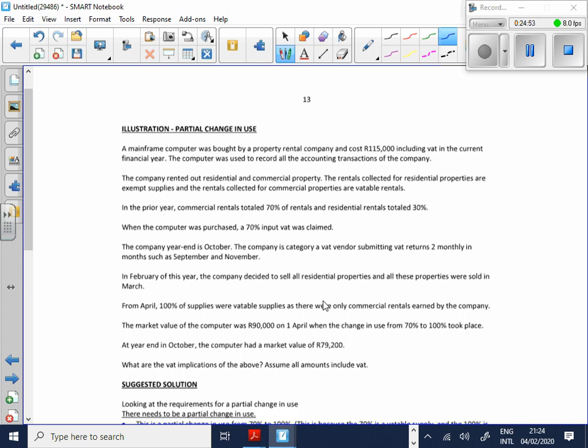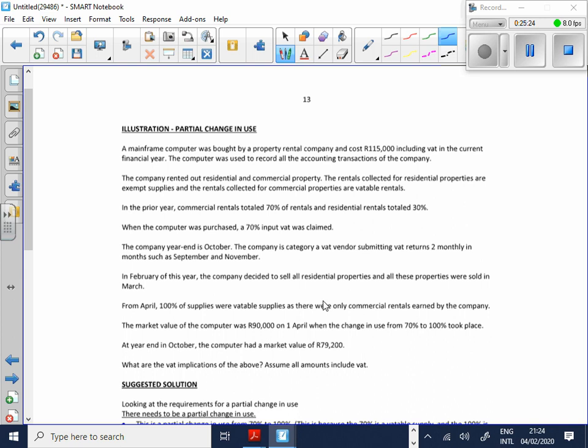Now, the year end of the company is October, yes? And we're in A category, so it's September or November. So we don't have an October VAT return. So which VAT return are we going to use? The one after year end. Because September, we don't know what our final total is yet. We've got to wait to work out what our final total is for the year. So we need our financial statements to work out what our total is. Okay? And then what's going to happen?